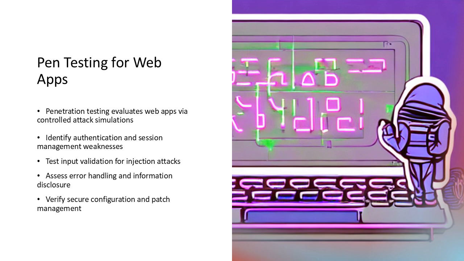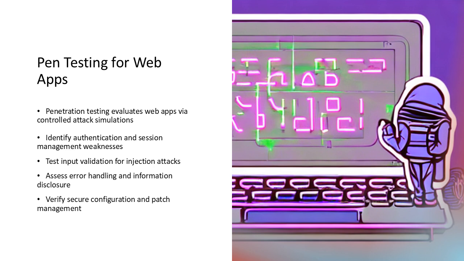Imagine you are trying to break into a secure bank vault. Don't try this at home. Penetration testing is like hiring a team of expert vault crackers who simulate attacks on your web app. Their goal: find and exploit weaknesses, so you can fix them before bad guys do. Specifically, 1. Authentication. They'll try to guess or steal passwords, like trying to find the vault's combination.